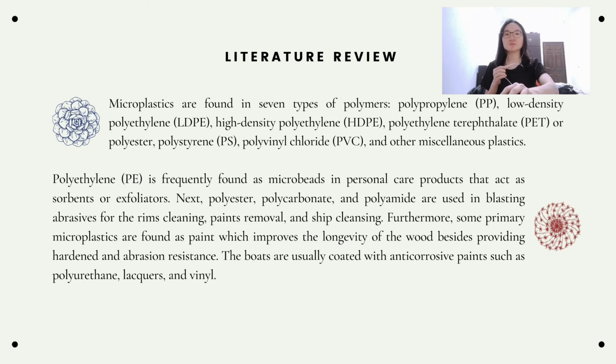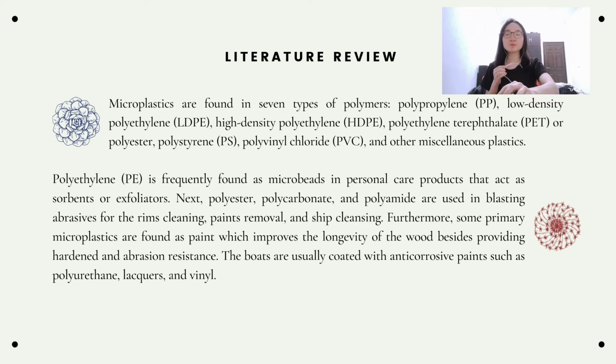Microplastics are found in 7 types of polymers such as polypropylene, low-density polyethylene, high-density polyethylene, polyethylene terephthalate, or we call it polyester, polystyrene, polyvinyl chloride, and other miscellaneous plastics. Polyethylene is frequently found as microbeads in personal care products that act as solvents or exfoliators. Next, polyester, polycarbonate, and polyamide are used in blasting abrasive for rims cleaning, paint removal, and ship cleansing.